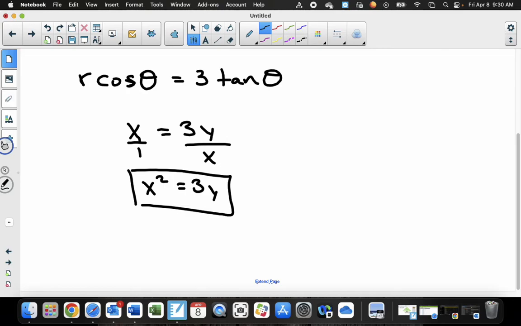Okay? But if you look at the answer on the actual packet, they solve for y. They put it in y equals form. So the solution that they had was y equals x squared divided by 3. Okay? They just put it in y equals form. That's perfectly fine, but I don't feel like it's really totally necessary either. So if you stop there, I'm fine with you stopping there. Okay? Like I said, I give you full credit for that.